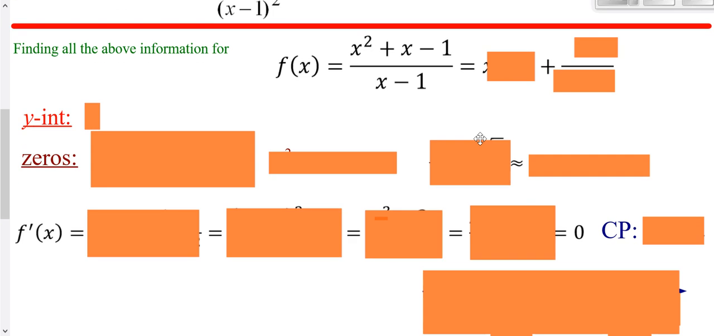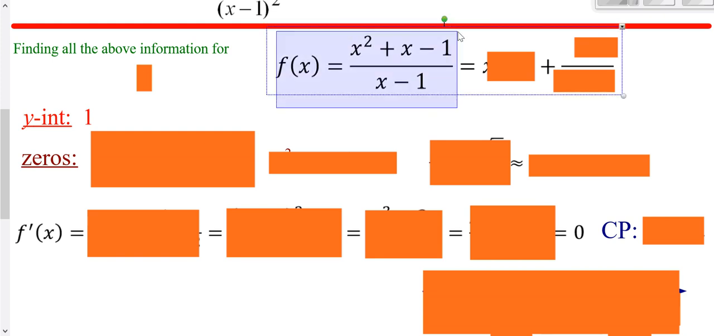So let's go ahead and find all that information for this particular problem here. Now, your y-intercept is when you plug in 0 for x. Well, if I plug in 0 for x, I get negative 1 over negative 1, so I get a y-intercept being 1. Zeros, all you'd have to do is set your function equal to 0.